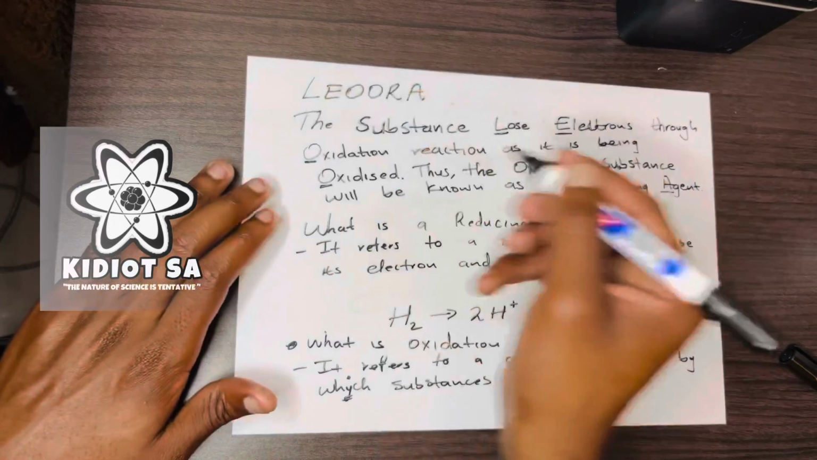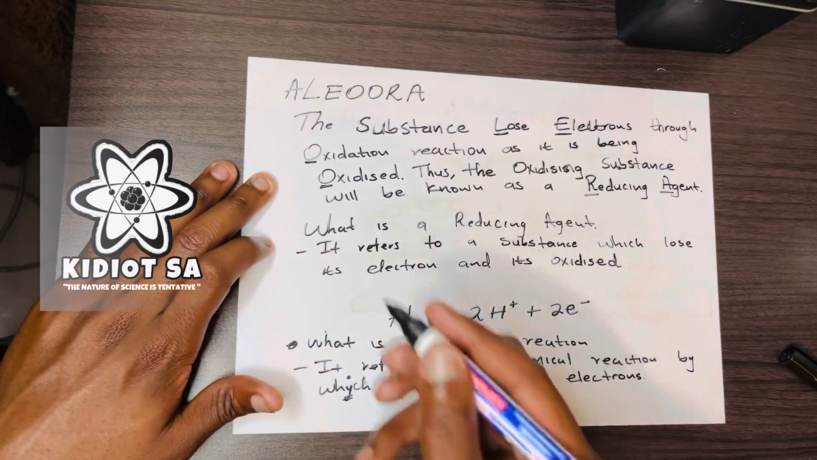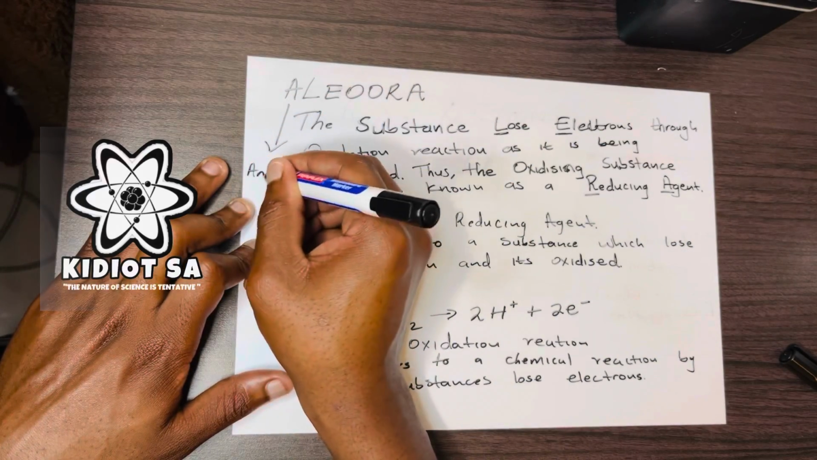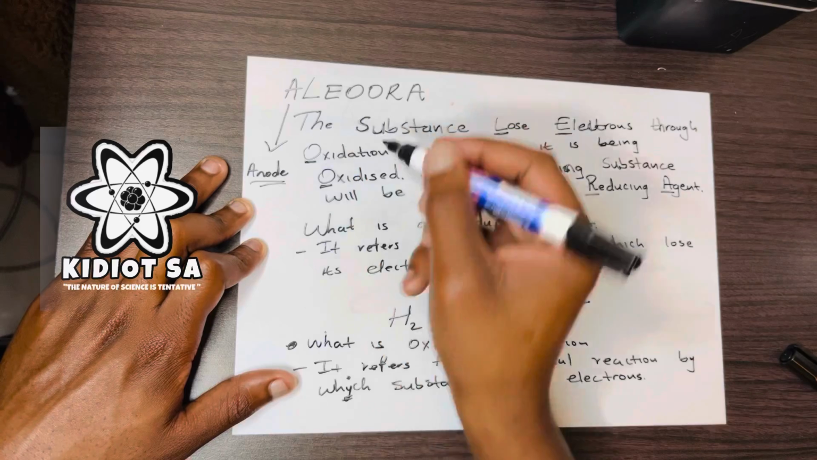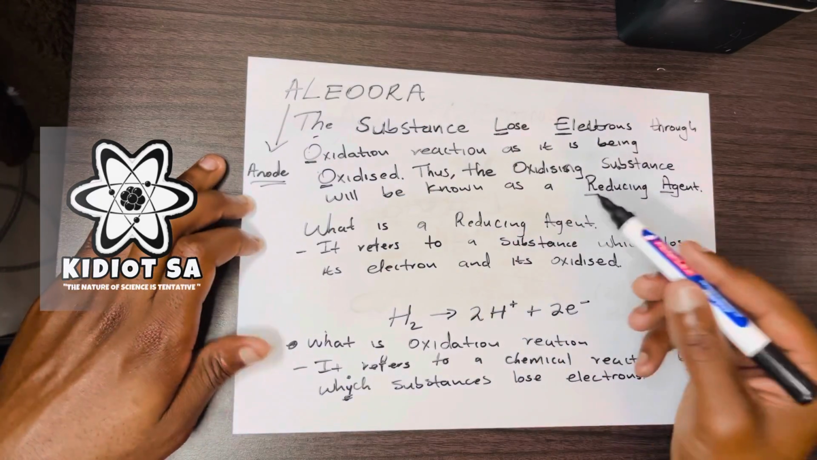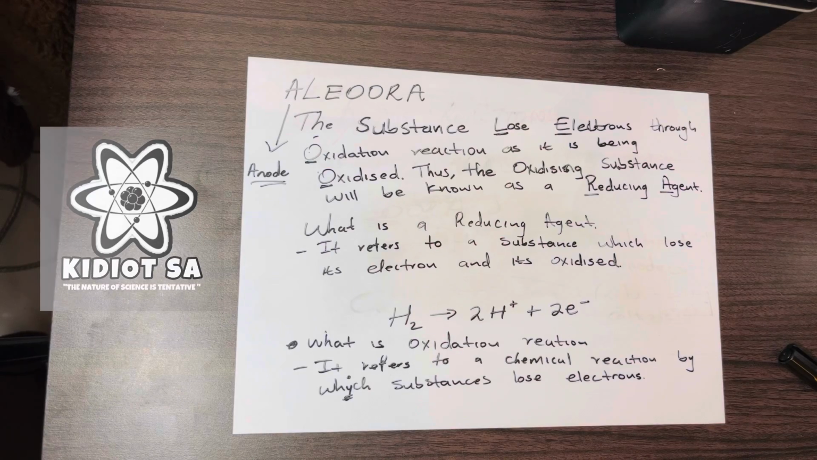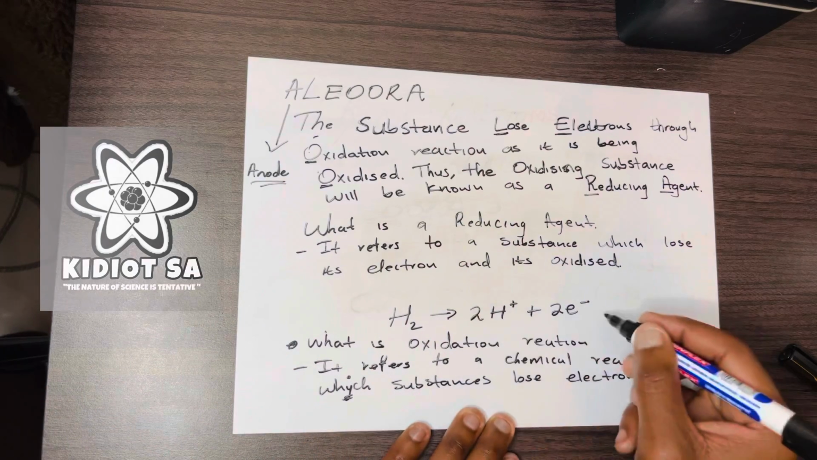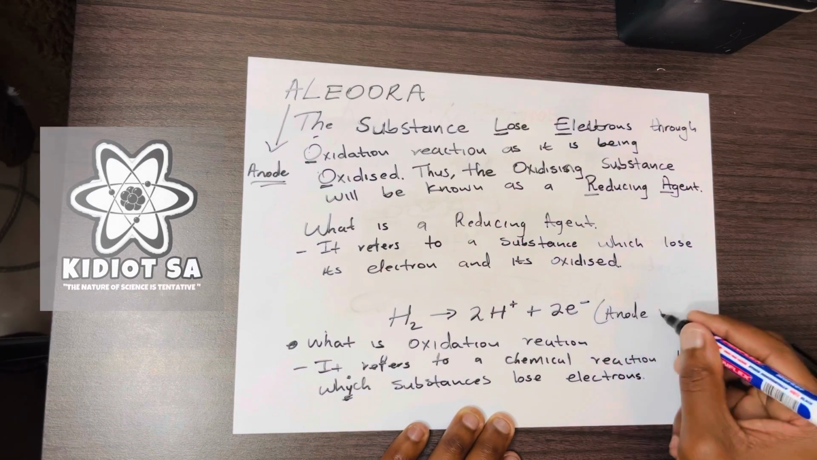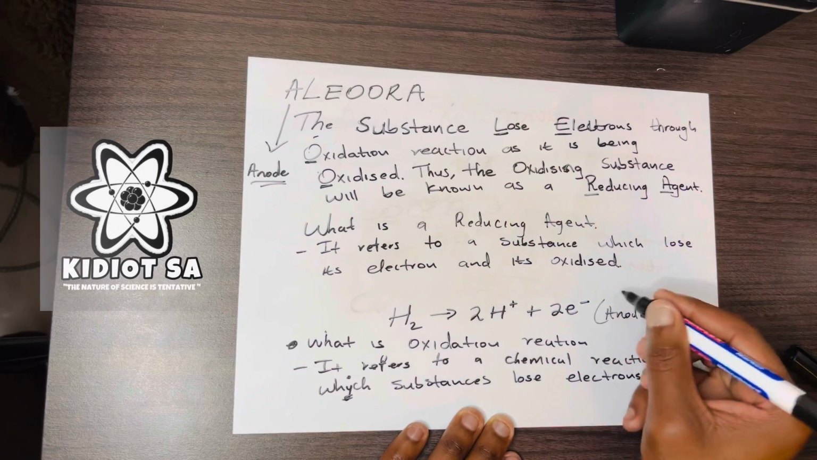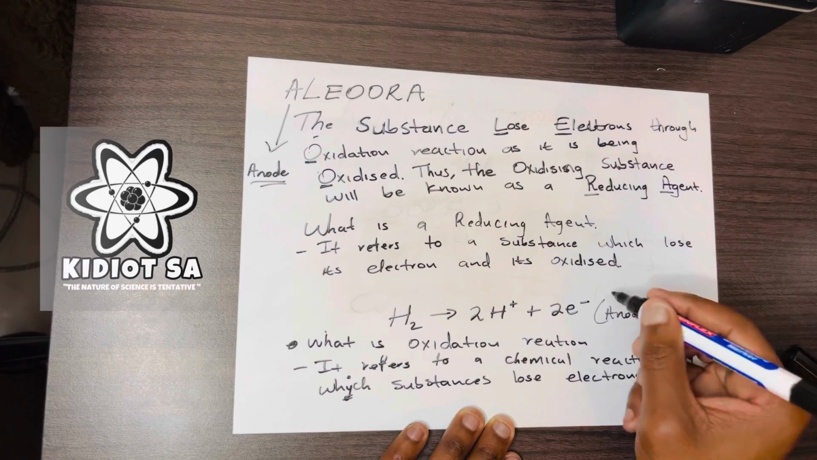For grade 12, I said the anode is for grade 12. You will just add the letter A here, which means anode. That at the anode, the substance loses electrons through oxidation reaction. So now, if they say what happens at the anode, you simply tell them that substances lose electrons through oxidation reaction. This means that at the anode, you can only have this reaction. That's why they're calling it an anode reaction, or oxidizing reaction. That's a half oxidizing reaction.